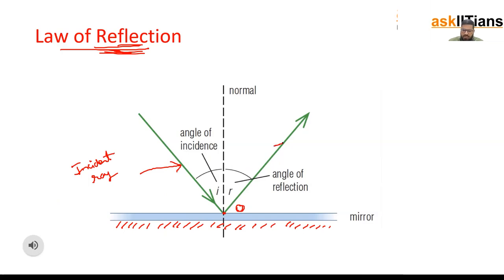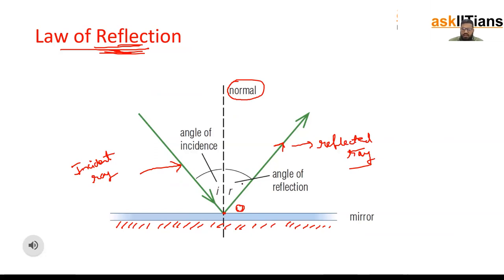And the ray which is going back into the same medium after the process of reflection is known as reflected ray. That's why I was saying the bouncing back of light into the same medium. This is known as reflection. Okay. So this is the incident ray before reflection, and this is the reflected ray after reflection. And this is the dotted line, which is known as normal.